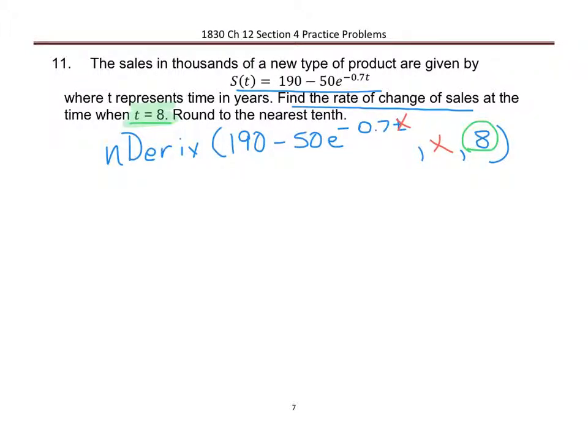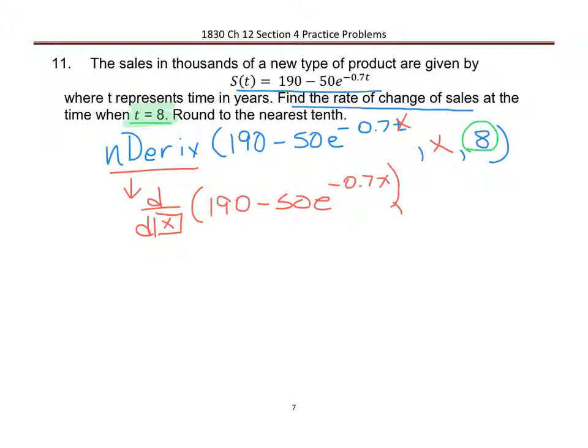If you have the 84 calculator, it doesn't look exactly like this. On the 84, when you do nDeriv, you get d over d and a box to fill in. And that box has to have x in it. Then you put in your function, and then close the parentheses.